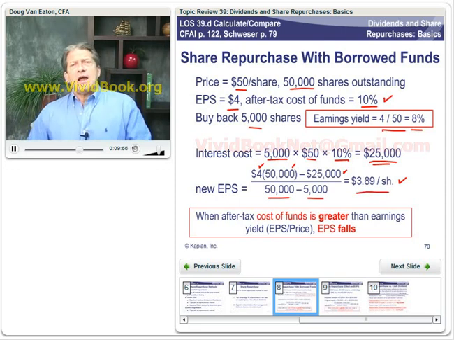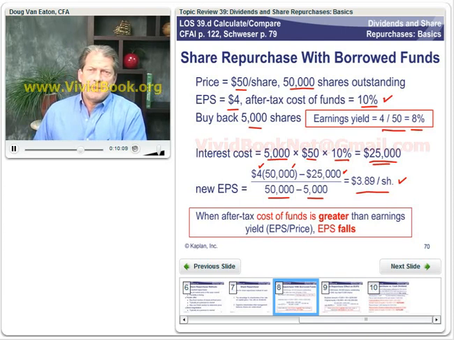If that after-tax cost of the borrowed funds is less than the earnings yield, then our earnings per share would have increased. We'd basically be substituting debt for equity. And if our cost of debt after tax is less than our cost of equity after tax, then we're going to have an improvement in our earnings per share.